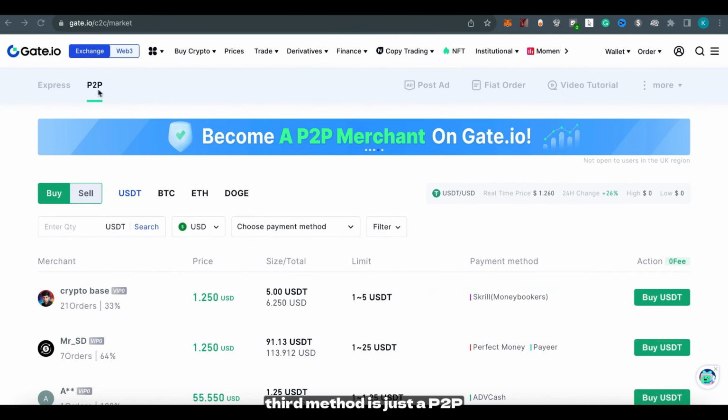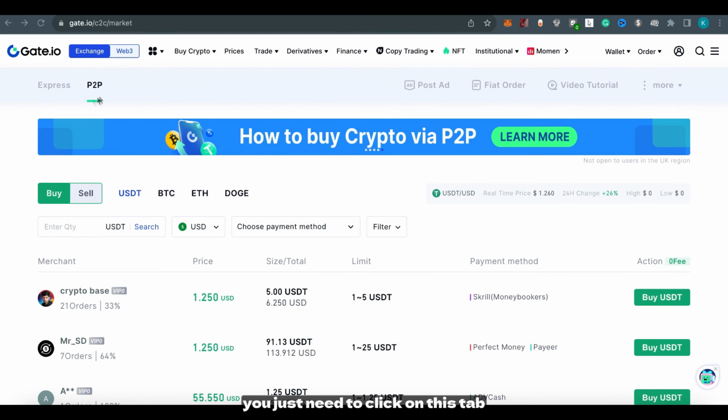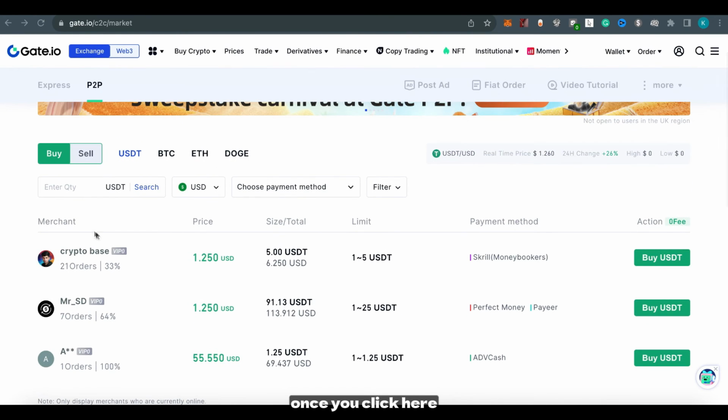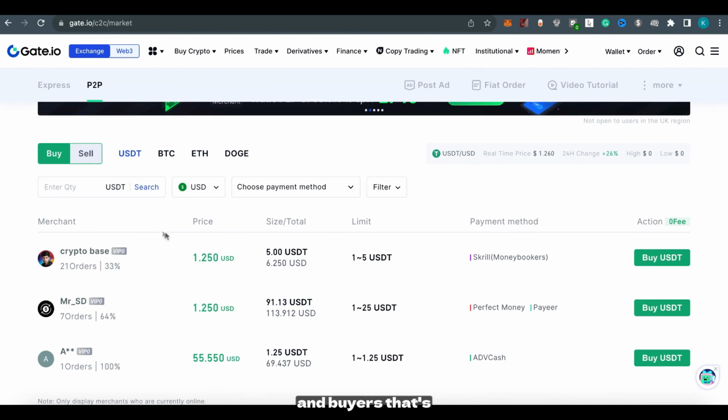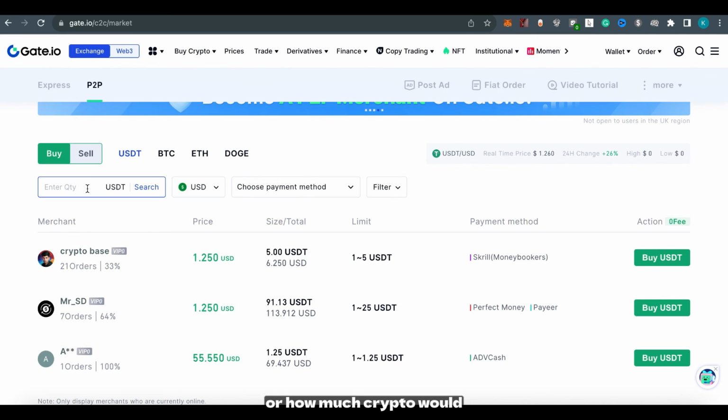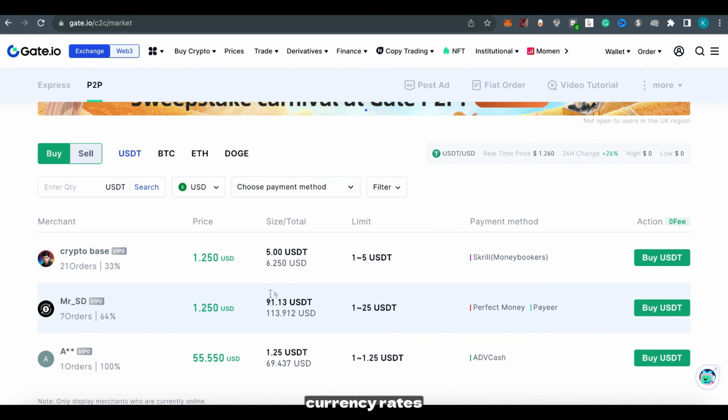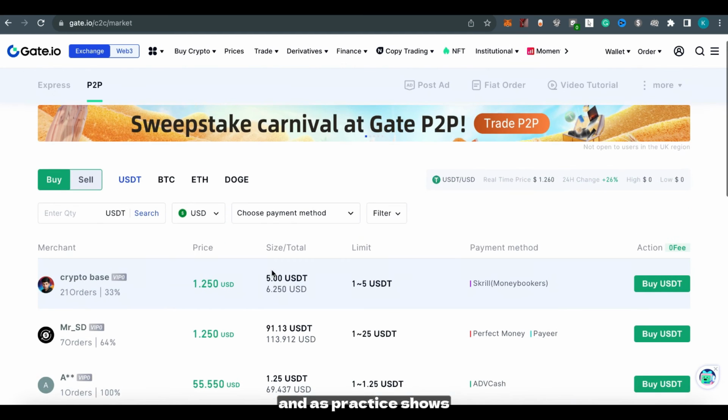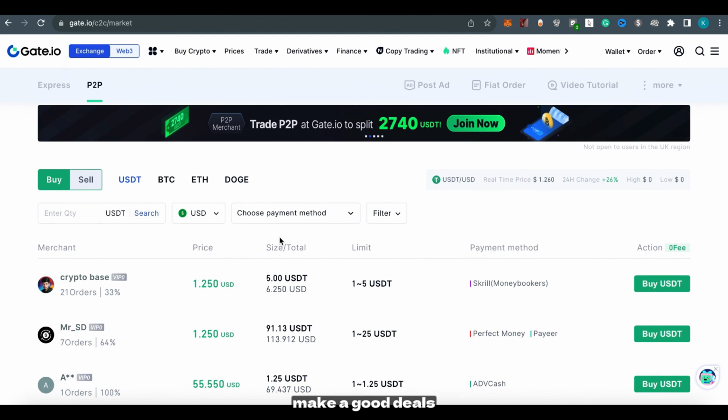The other method is just P2P, or the P2P market. You just need to click on this tab. Once you click here, it's a market. So there are sellers and buyers that are selling crypto at their own rates. And the rates might vary, based on how much you would like to buy or sell, and which payment method you're going to use. So once you go in and play around, you will see different currency rates. And as practice shows, on P2P you can really make good deals, but then you need to make a good calculation for it.